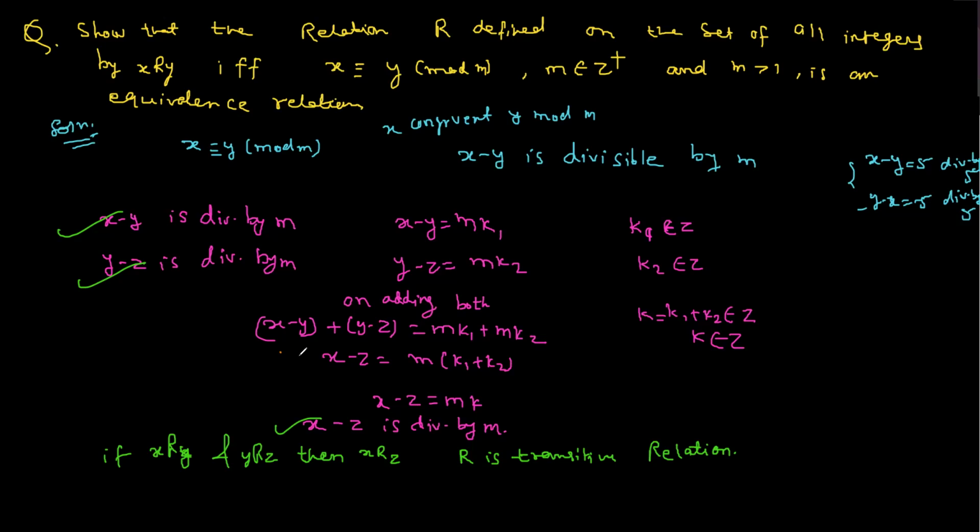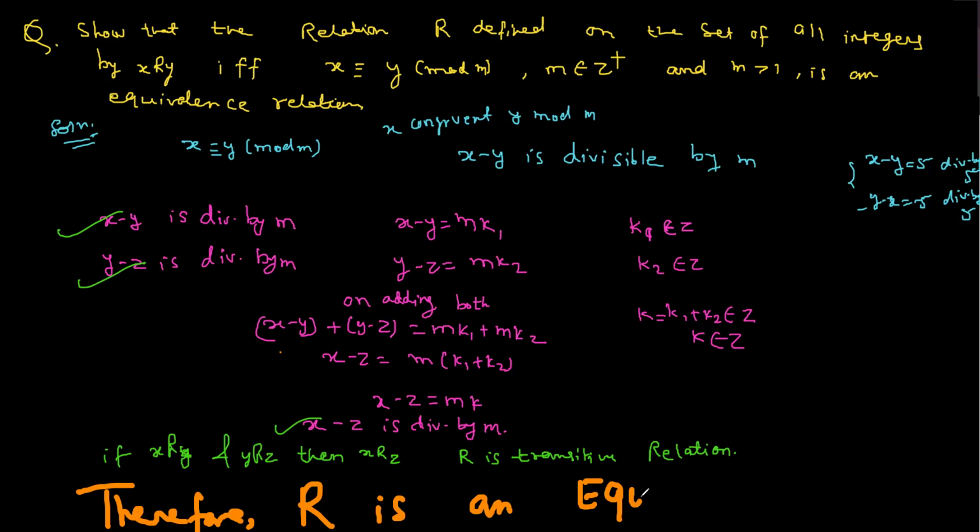In which case, what you are saying? You can prove by only taking an example, a particular number, but you have to prove in general form. That's why you have to prove like this. No other way. Okay. Therefore, R is an equivalence relation.